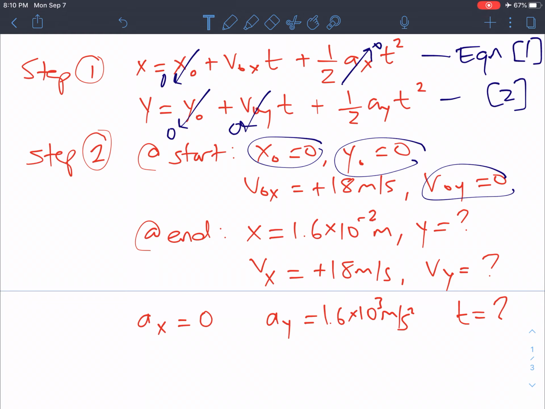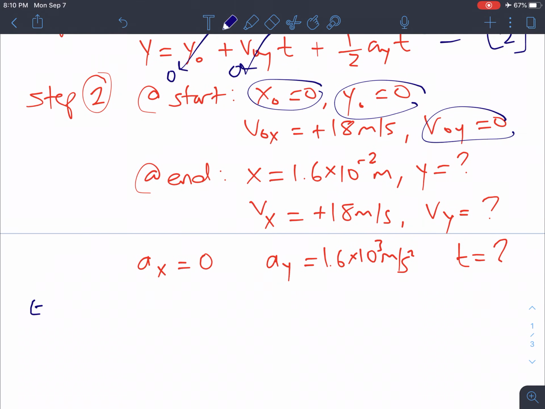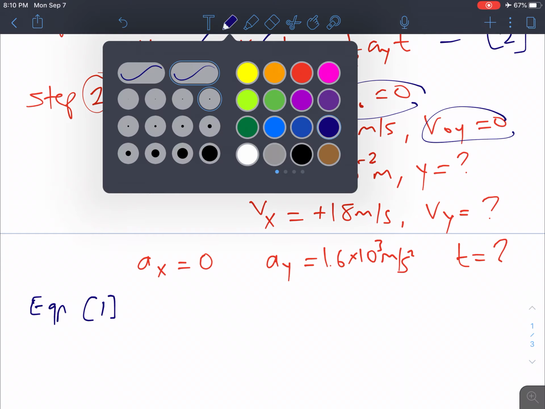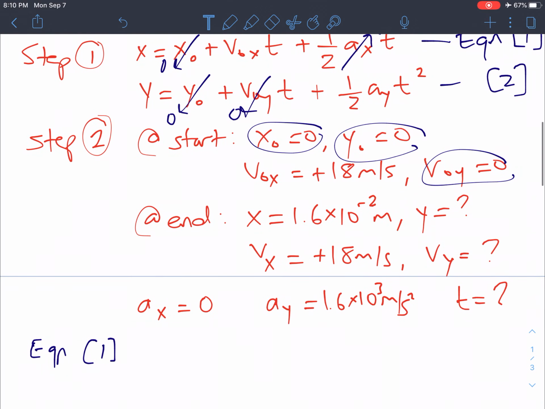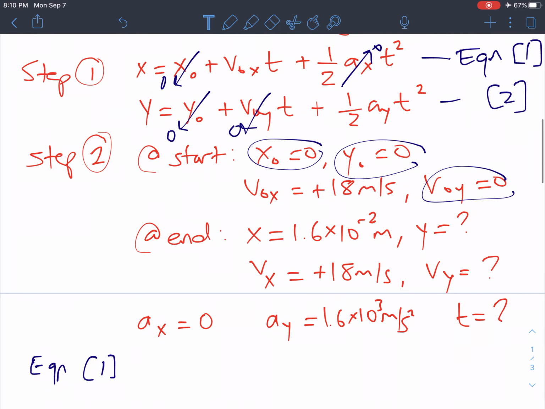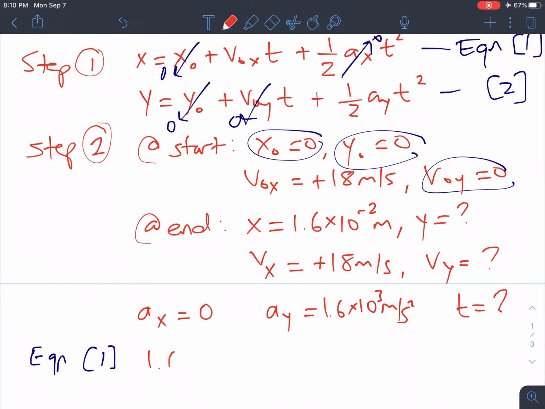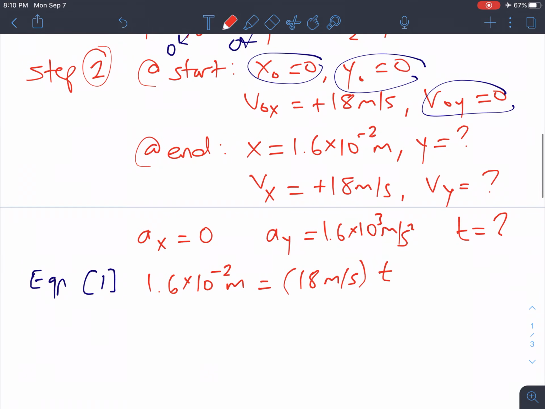From equation 1, I'm going to solve for time. I'm just going to plug what I have. So x, which is 1.6 times 10 to the negative 2 meters, is equal to v0x, 18 meters per second, times t. So t from here, if you calculate that, you get 8.9 times 10 to the negative 4 seconds.